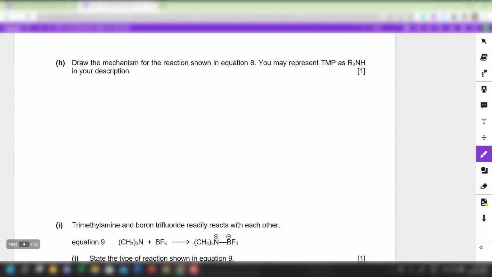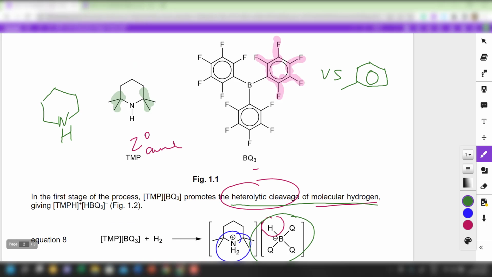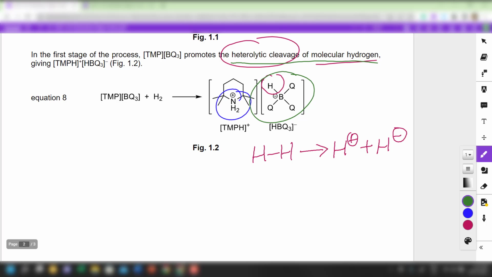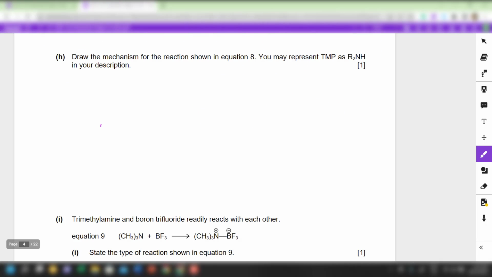And then of course for part H, not to forget a mechanism drawing. Draw the mechanism for the reaction shown in equation 8. You may represent TMP as R2NH in your description. So equation 8. Again, you need to show this polarization. So again, we're going to just draw it in one step. So what I'm going to do here is I'm just going to show this. Okay, R2NH, so it's R.